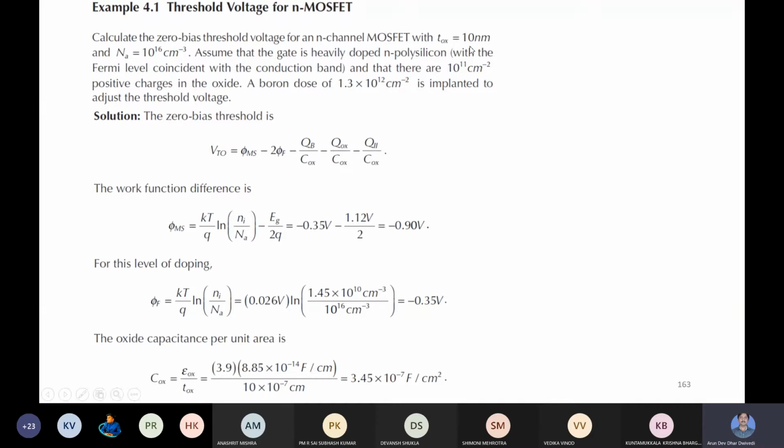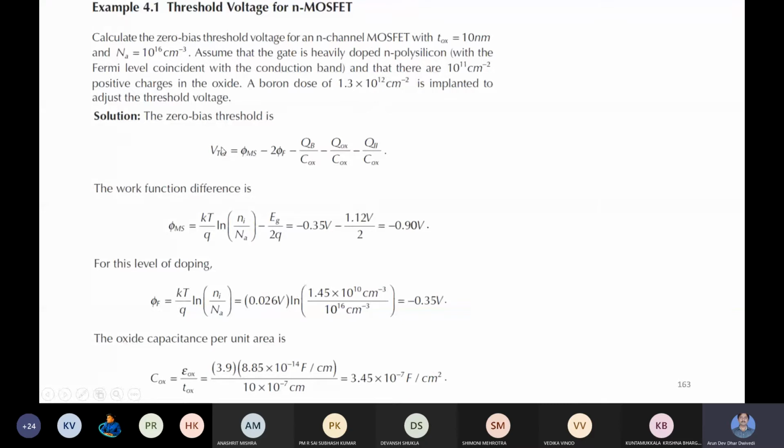So based on the band gap, if the band gap is provided in terms of Eg by Q, then what is the value? So Eg by 2Q, this is required. So if these parameters are given, then you have to solve how to get the values. And also the boron dose for ion implantation is given for adjusting the threshold voltage. So this type of problem has to be solved.